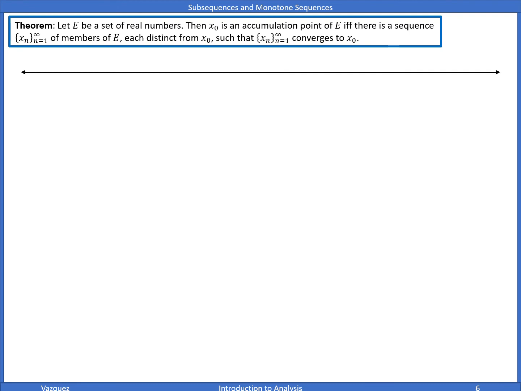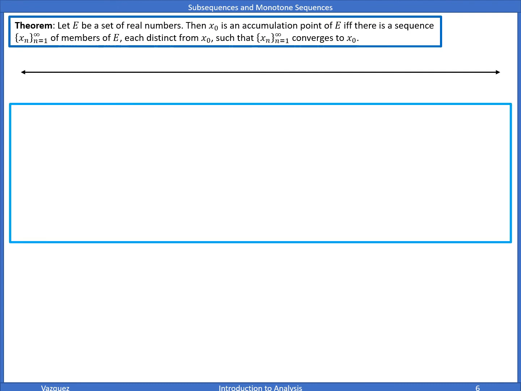Okay, a real line to help us with the visual again. And here comes our proof. In this case, we're going to let x naught be an accumulation point of E. And for E, I suppose I'll just do this case. This is our set E, that interval of the real line. I don't put in numbers because it can just be anywhere on the real line.